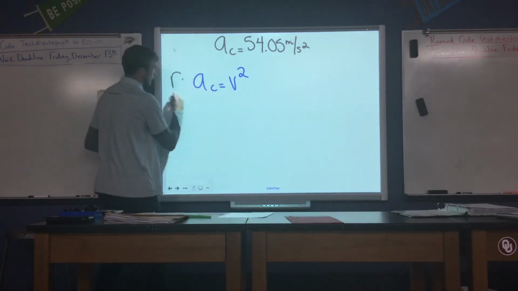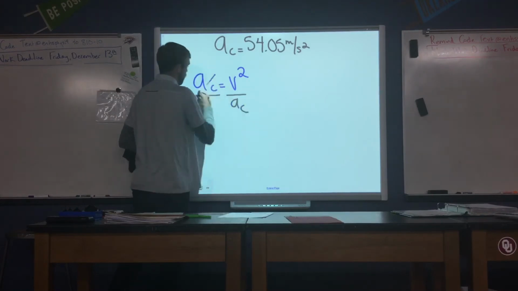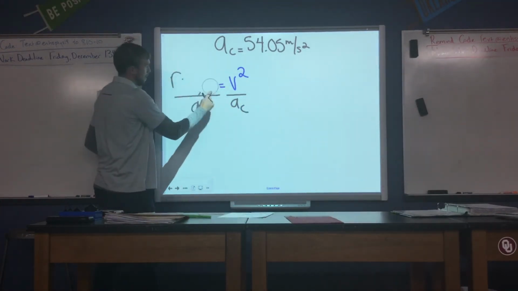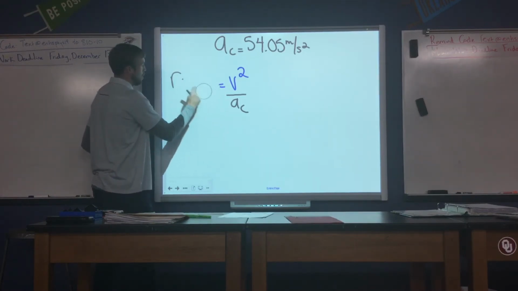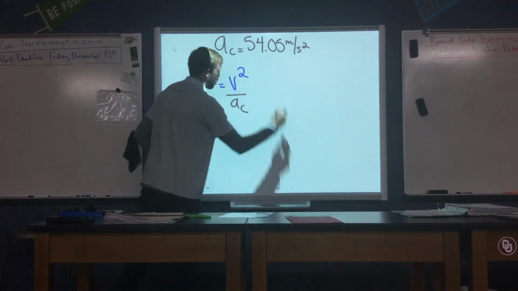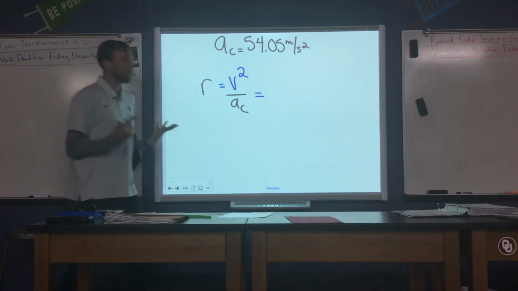And now I can divide by my term for centripetal acceleration, a sub c. Again, we're trying to get r by itself here. So now we've got an expression just for r. Our radius is equal to our velocity squared divided by the centripetal acceleration. So now we can plug in what we know.